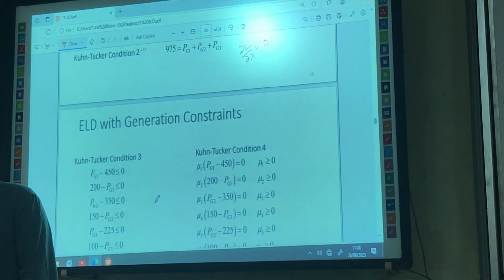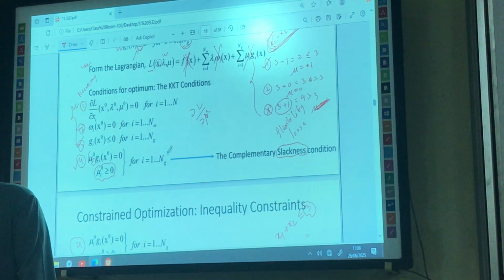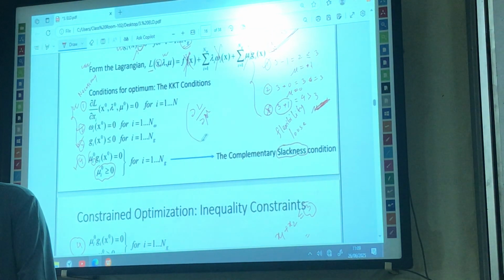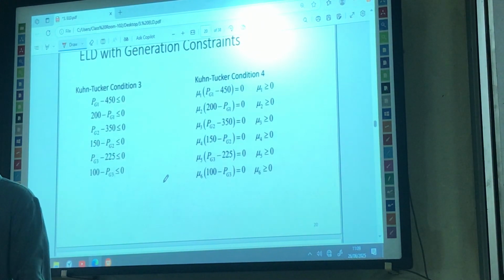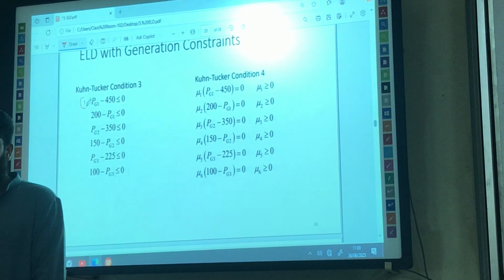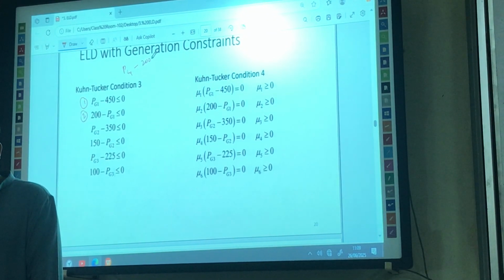Now the condition number 3 is this. Look, this is our condition number 3. So whenever we do the partial derivative of L with respect to the mu, then we will get this type of thing. So in a simpler way, these are actually all the inequality constraints. We have to write them using only this symbol, right? So how can we write this? Look, this is our inequality constraint number 1. That is Pg1 minus 450 less than or equal to 0. This is number 2. It was like this, Pg1 minus 200. It was like this. Okay.